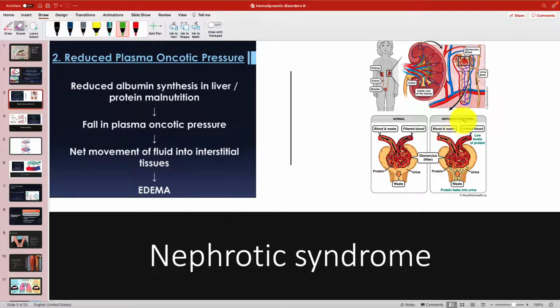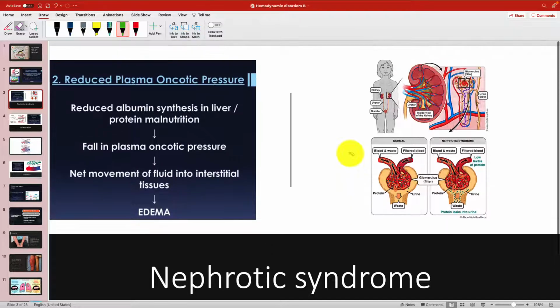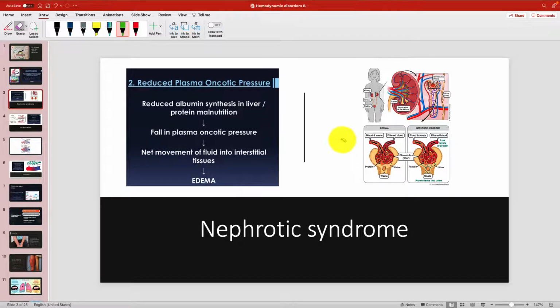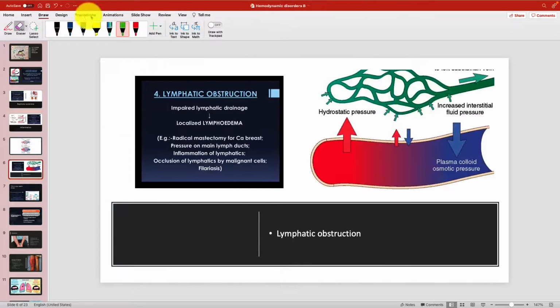But when we have nephrotic syndrome, those proteins can pass through and then enter the urine, and now you have high levels of protein in your urine. And when you lose the proteins in the urine, your oncotic pressure is going to look like this. Okay, if you start losing it in the urine, your oncotic pressure is going to drop because your kidney is not reabsorbing those proteins.